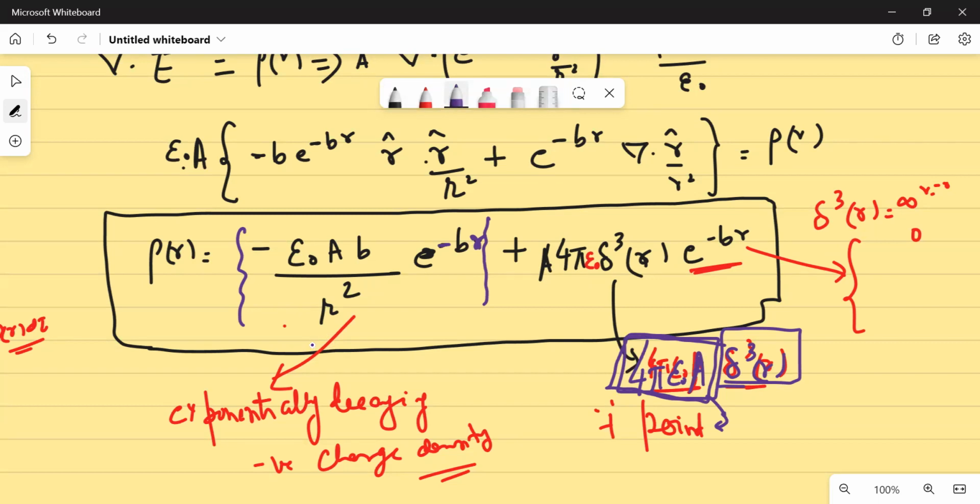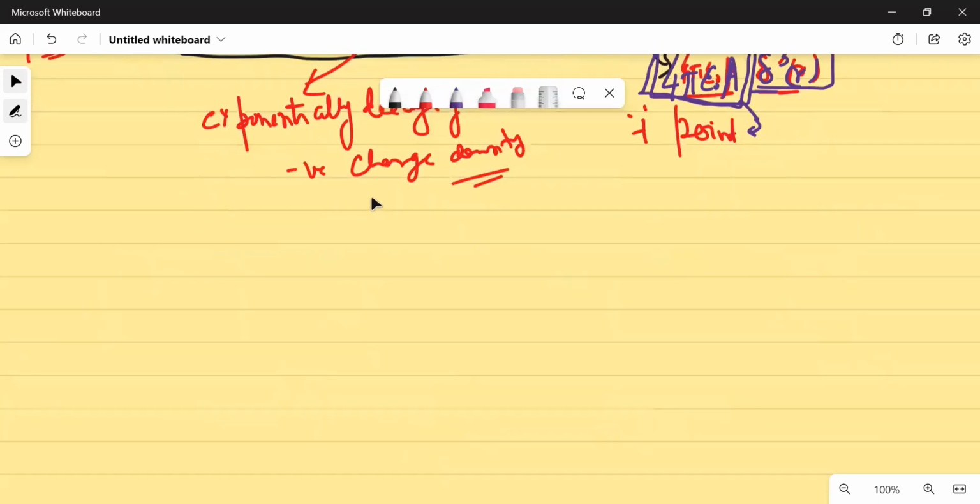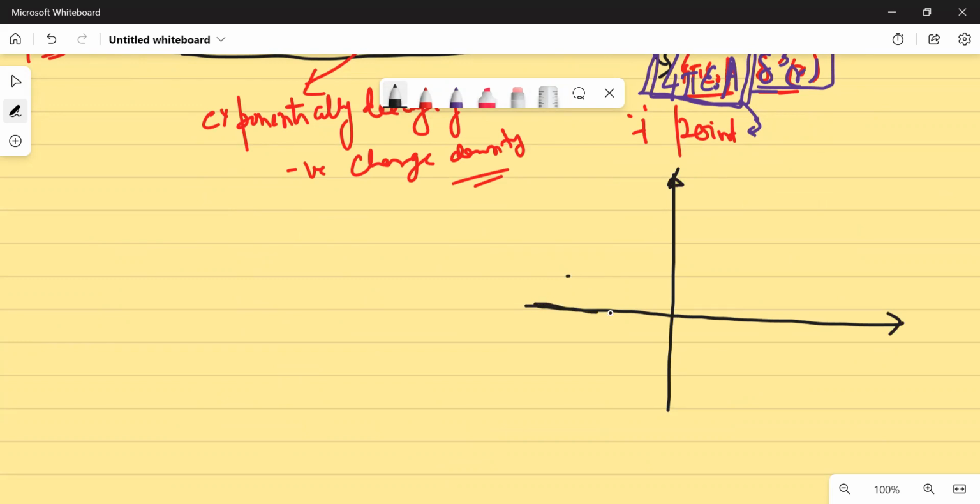Yes, sir. Okay. So overall, understand this particular fact, and this particular thing I drew yesterday also. Here it is. So you have a point charge at r equal to 0, and when r is not equal to 0, you have e to the power minus br.